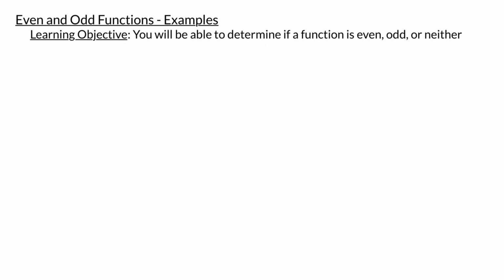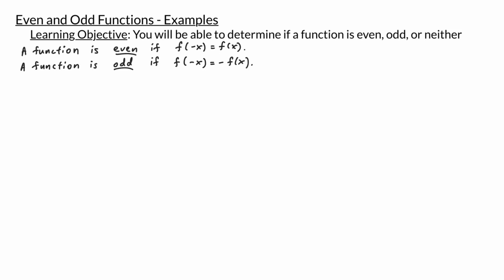In this video, we'll be looking at examples of functions and deciding whether they're even, odd, or neither. From our last video, we learned that if we have a function named f, it is even if f of negative x is equal to f of x, and a function is odd if f of negative x is equal to negative of f of x. These conditions will help us determine when a function is even or odd.